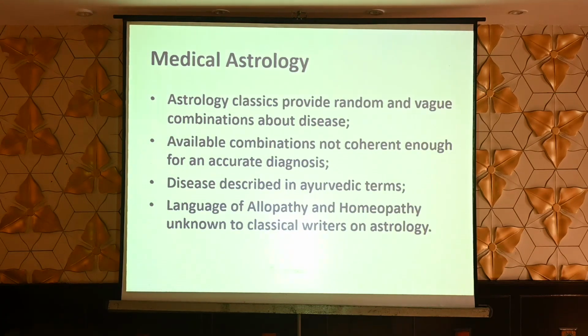Available combinations in the classics are not coherent enough for accurate diagnosis. If you read the astrological classics, they will not give you sufficient material to diagnose a disease properly. They will give you some hints, and they also use Ayurvedic terms, no allopathic terms, so obviously we have to derive our own meanings from there. That is a difficult task. That is why it's very important that experts in astrology and people who know medicine join together. That is also why doctors should study astrology, because then they can understand things better.